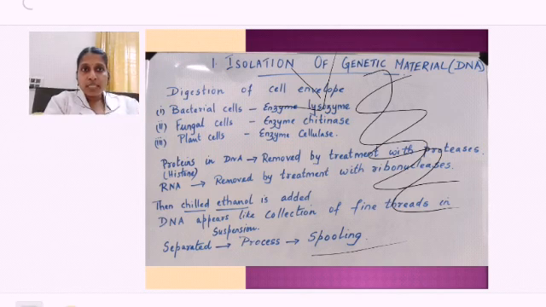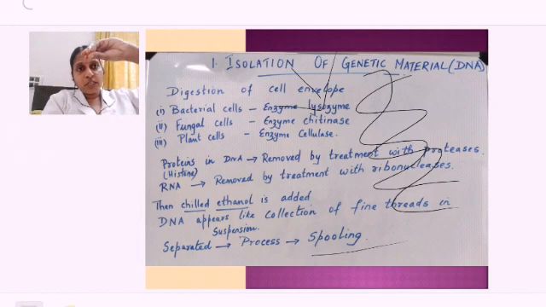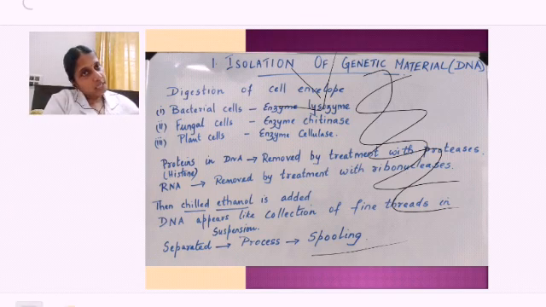So I am digesting the cell wall, and then the cell walls and all are cleared, and DNA is taken out. In this DNA, histone proteins and RNA are removed, and when chilled ethanol is added, fine thread-like structures are formed on the top. From that, by a process called spooling, the DNA is taken out, okay?